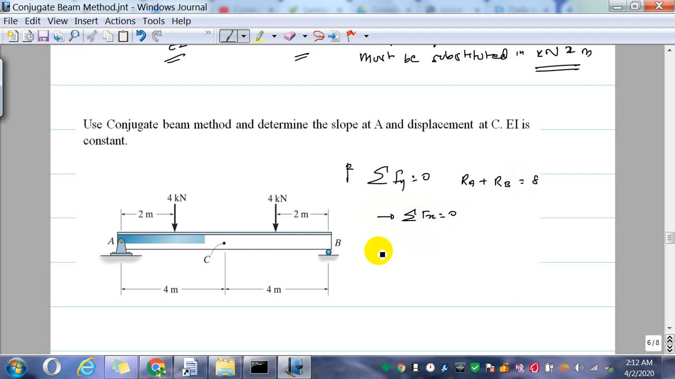Then if I take moments about A, you have RB times 8 minus 4 times 2 minus 4 times 6 equals 0.